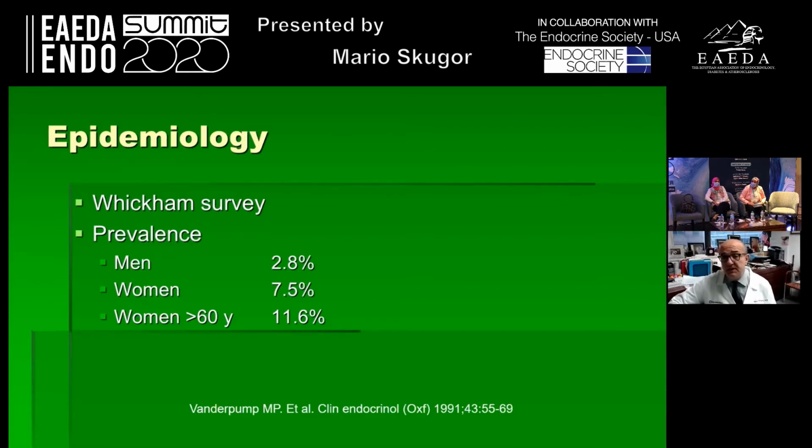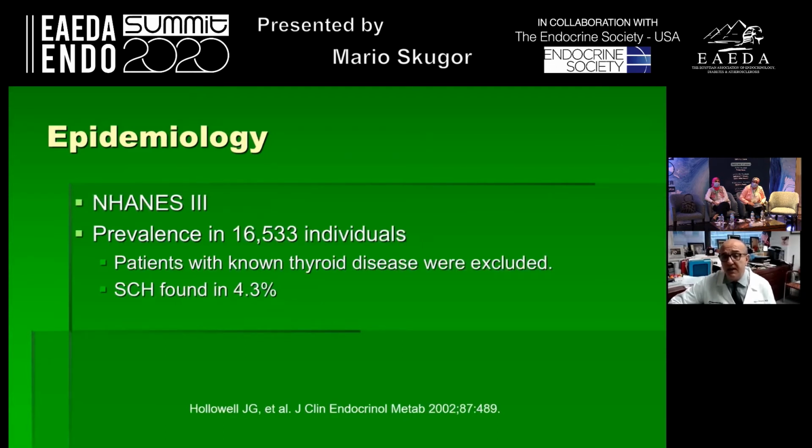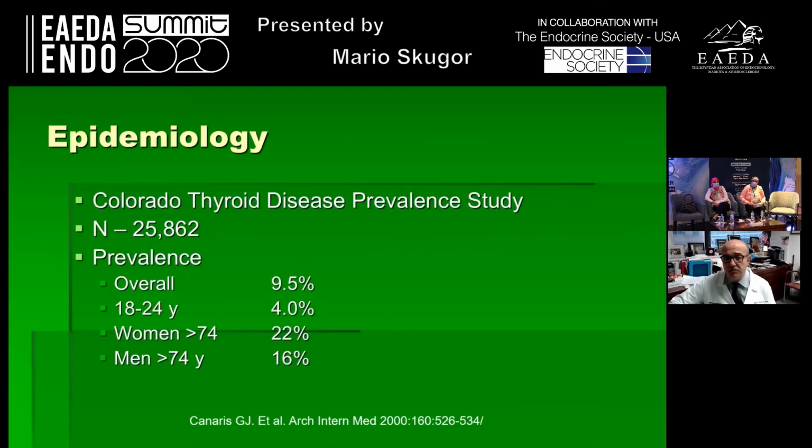So as you can see, there's more in women, and the older you get, the more it is. In NHANES, the study that I already showed, in a prevalence study of 16,500 patients, there was a 4.3% prevalence of subclinical hypothyroidism. So this is not an uncommon situation.